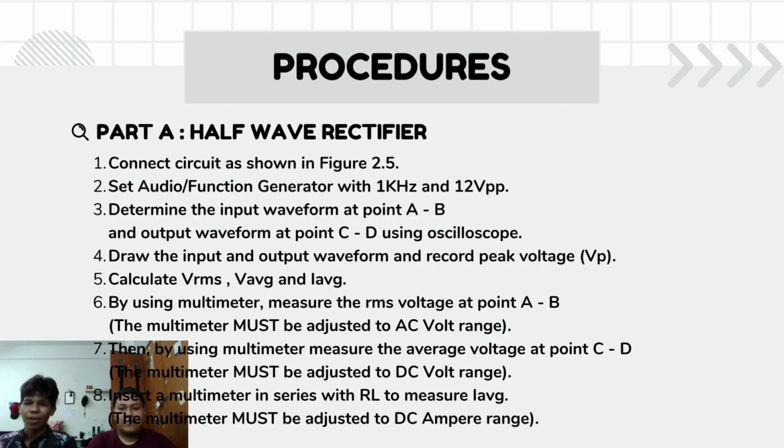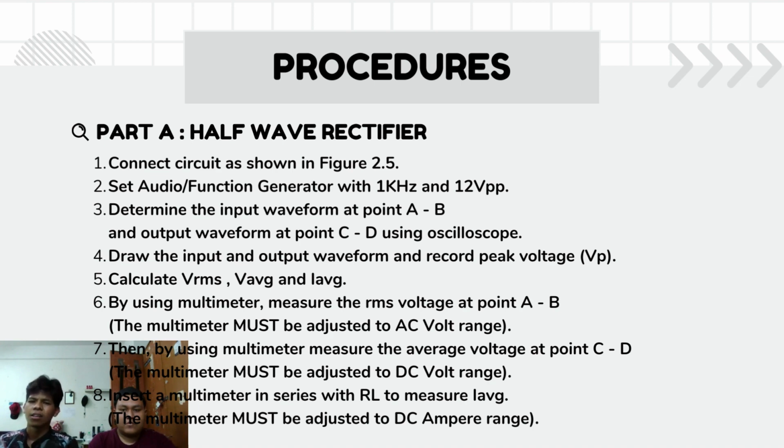Procedure Part A, half-wave rectifier. Yang pertama, connect circuit as shown in figure 2.5. Yang kedua, set audio function generator with 1 kHz and 12 VPP. Yang ketiga, determine the input waveform at point A to B and output waveform at point C to D using oscilloscope. Number 4, draw the input and output waveform and record peak voltage.